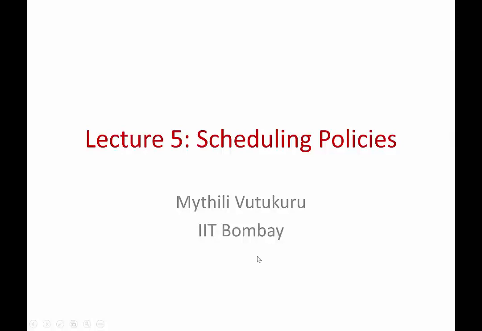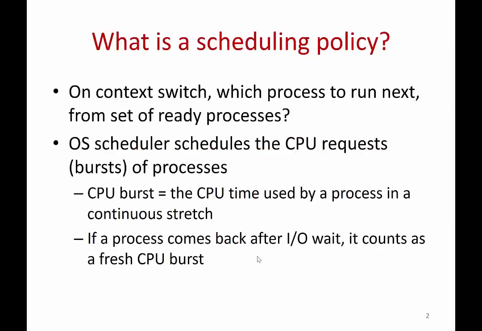So in this lecture, we are going to study various operating system scheduling policies. So what is a scheduling policy? It is the piece of code that basically decides which process to run next. Once you've decided you need to context switch, which of the many ready processes should I run next, right?